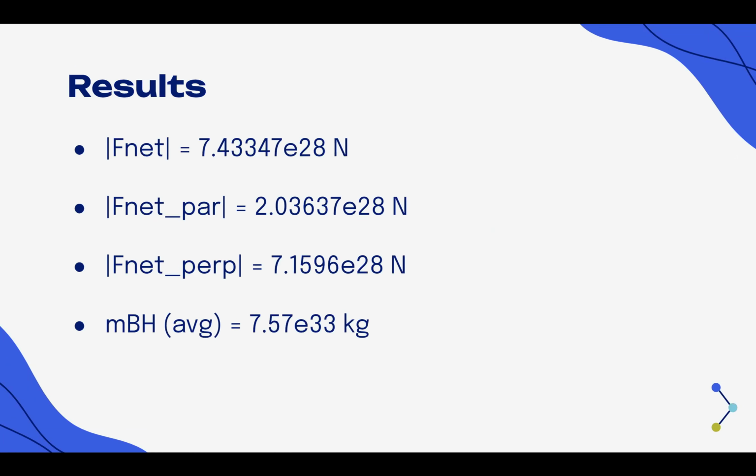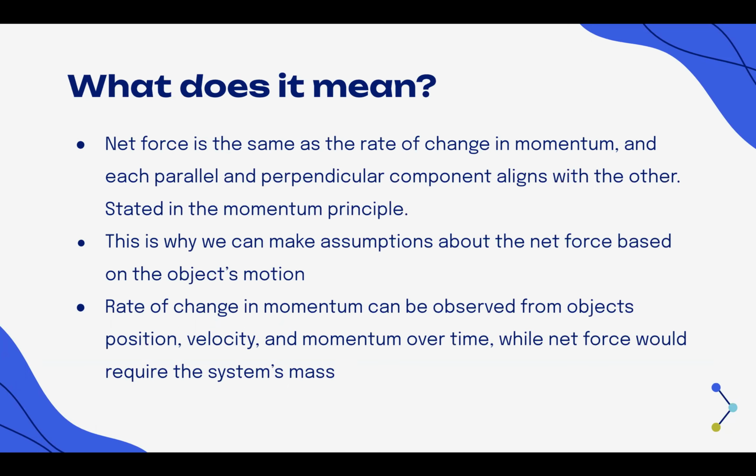So the results of part 1. You can see that I calculated the average mass of the black hole to be 7.57 times 10 to the power 33. And so what does that mean? It means that the net force is the same as the rate of change in momentum, and each parallel and perpendicular component aligns with the other. This is all stated in the momentum principle. And so this is why we could make assumptions about the net force based on the object's motion.